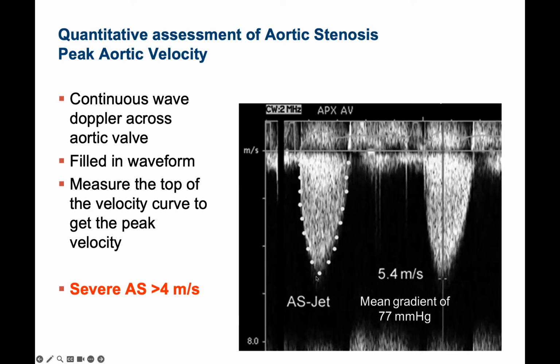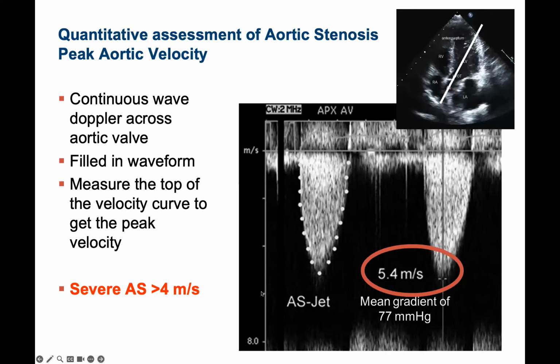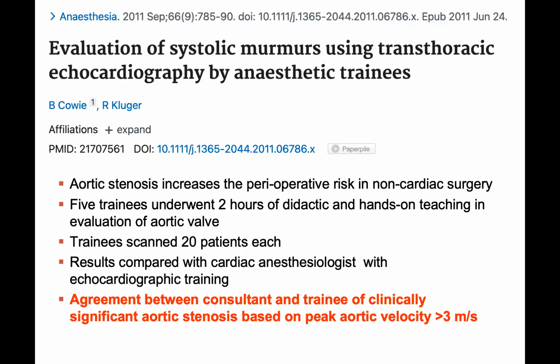So we're just going to put our little cursor here at the top of our hill or our waveform, and we're going to say, what's this velocity? And so here we did that, and the velocity is 5.4 meters per second. So we remember that severe aortic stenosis is greater than 4. So again, if you put continuous wave Doppler across this aortic valve, we know that we have clinically significant aortic stenosis.